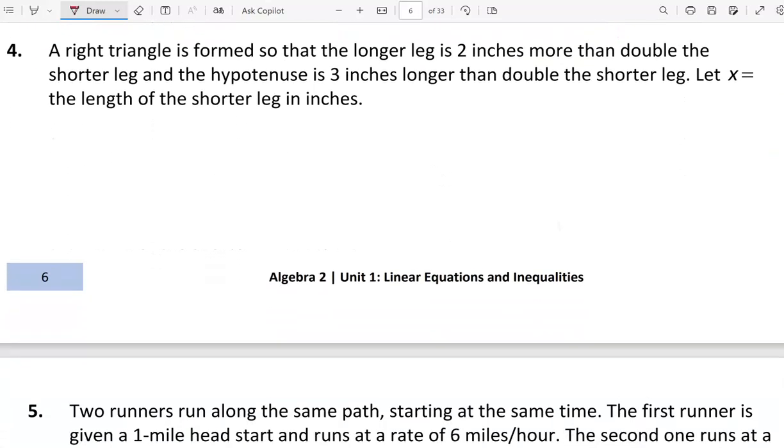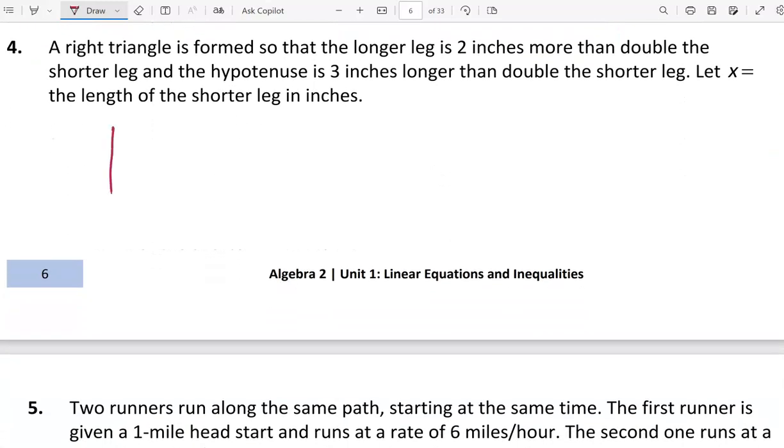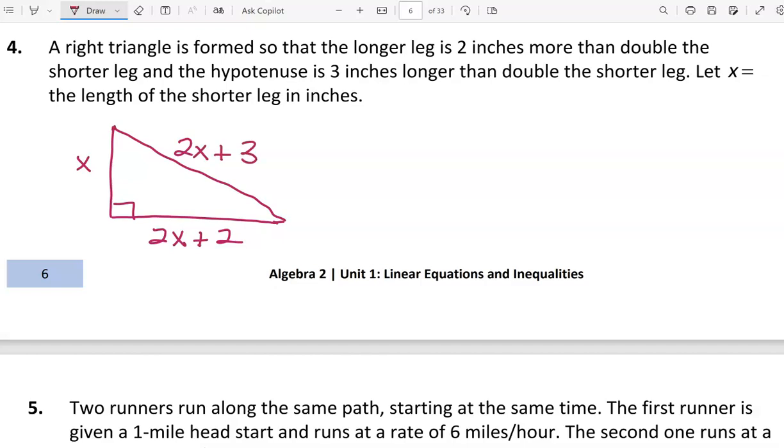In 4, we have a right triangle, and so I'm going to draw a picture to represent our variables. And the side lengths of this right triangle are described here. So it says that the longer leg is 2 inches more than double the shorter leg. X is the length of the shorter leg, and so the longer is 2 inches more than double the shorter leg. So that would be double the shorter leg plus an extra 2. And then the hypotenuse is 3 inches longer than double the shorter leg. So double the shorter leg plus 3.